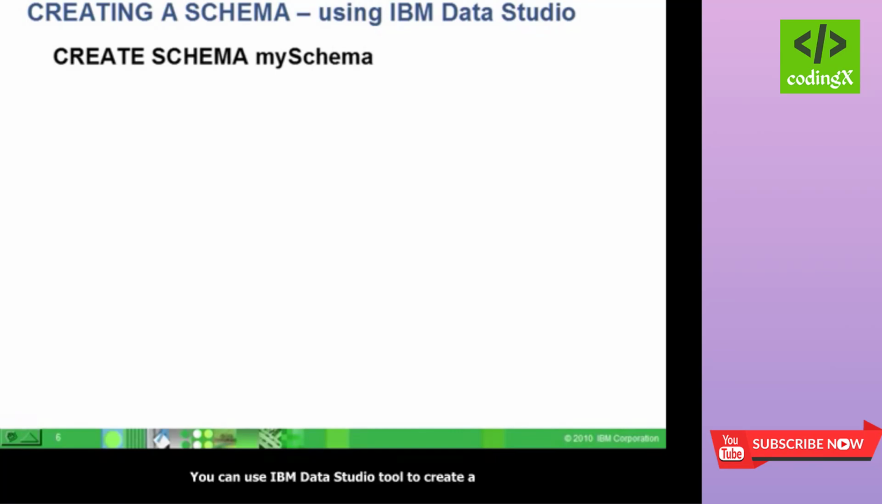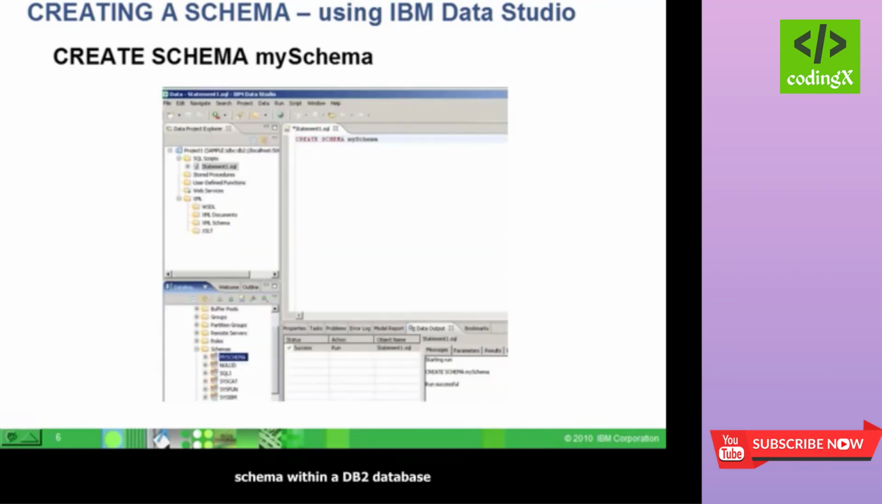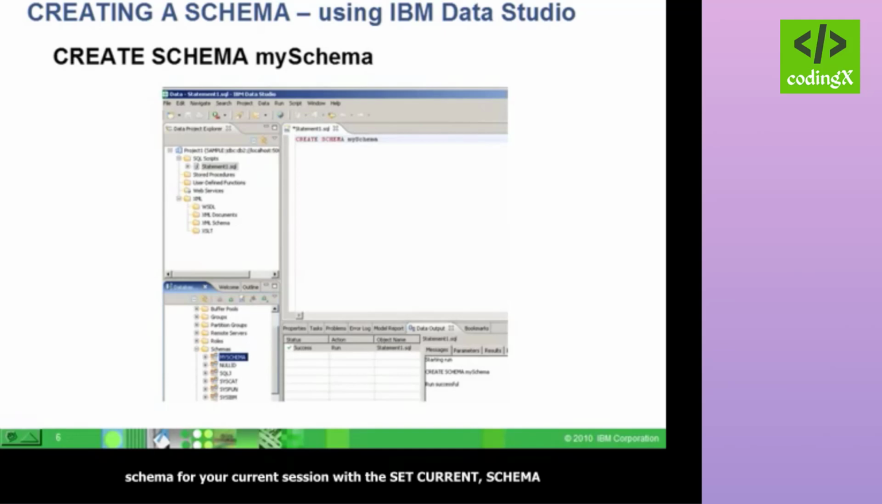You can use IBM Data Studio tool to create a schema within a DB2 database, like we have shown here. When the schema is not specified, DB2 uses an implicit schema, which is typically the user ID used to connect to the database. You can also change the implicit schema for your current session with the set current schema.